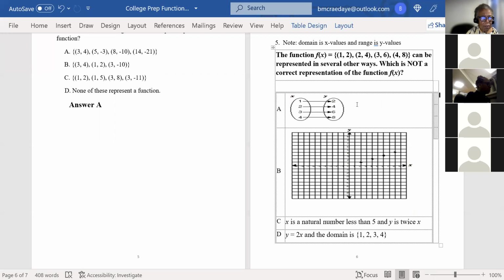Number 5. I don't know if there's number 5. It says X is a natural number less than 5 and Y is twice X. Well, that's C, but there's a B and an A before that. You don't see the A and B? Okay, I see A. Yeah, okay, number 5. Now what are the X values for A?